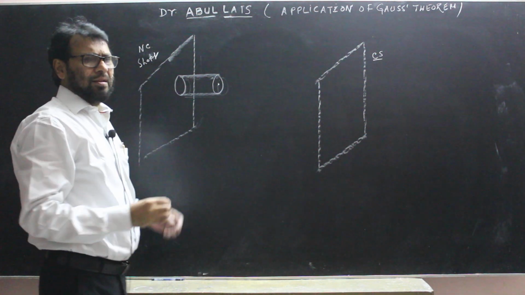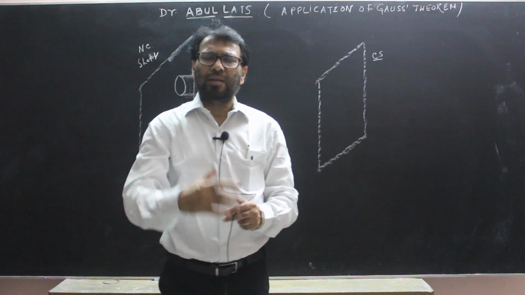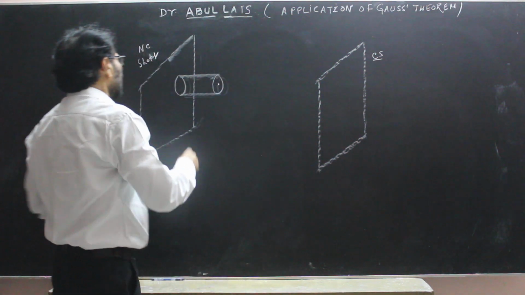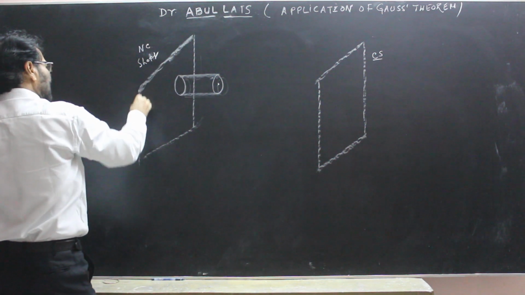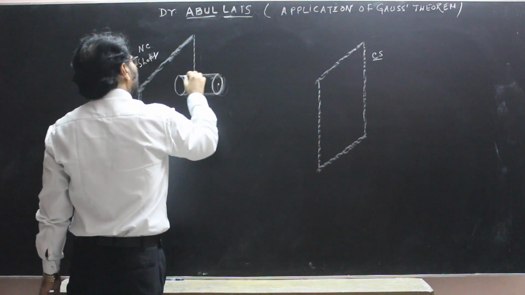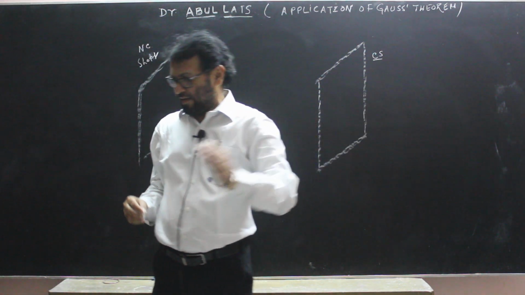Pill box is a small cylinder which pierces into this infinite surface. Half of the pill box is out and half is, of course, in another side.